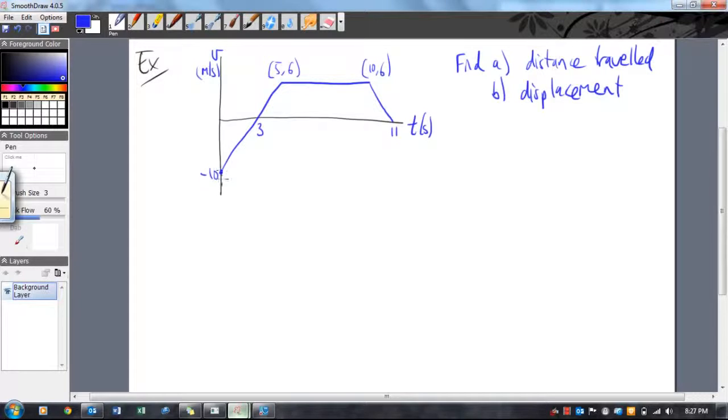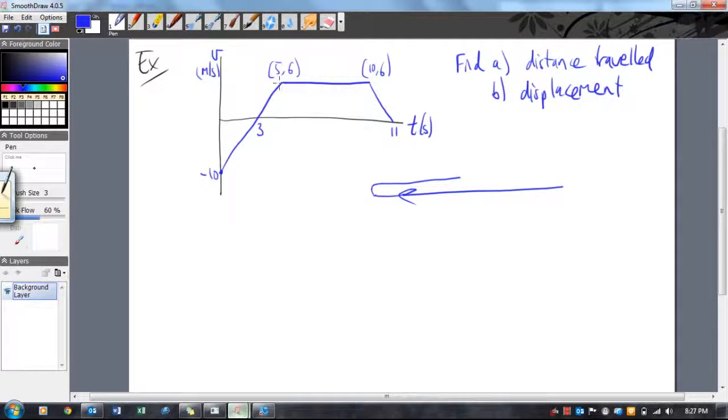So it starts at negative 10 meters per second, so it's going in this direction. Negative 10, in a negative direction. But what's happening is it's slowing down. It's getting closer and closer to 0. So it's still going in a negative direction, but it's getting slower and slower. And then at 3 seconds it stops and it starts going in the other direction. So it starts getting faster and faster in this direction.